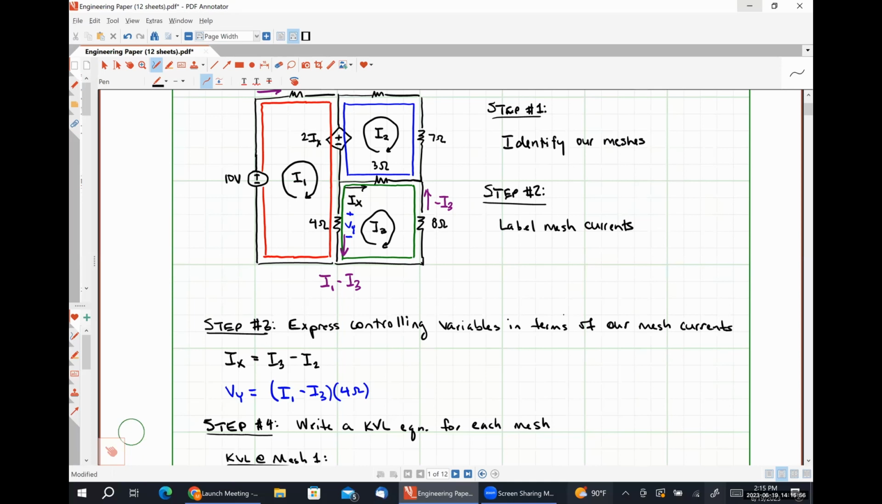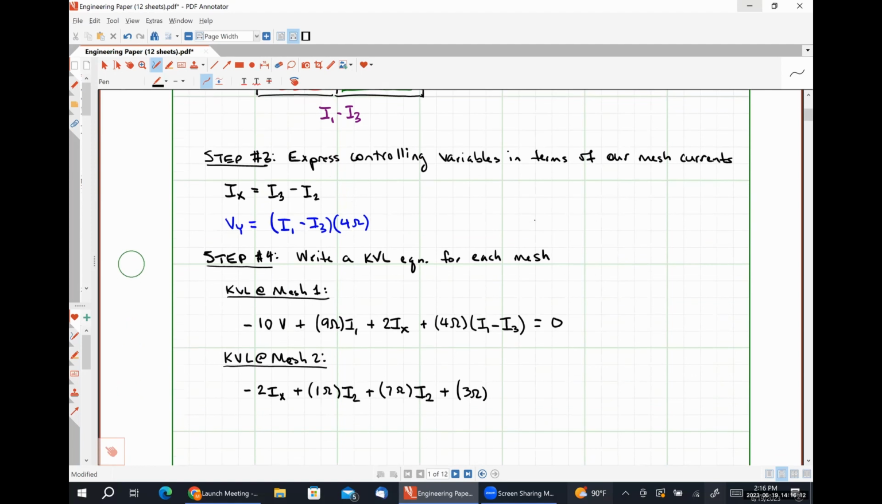I2 minus I3. Absolutely correct. So once again, if we're following mesh current 2 around its clockwise path, it should get the positive sign, and any current in the opposite direction gets a negative sign. So absolutely perfect. Wonderful job.